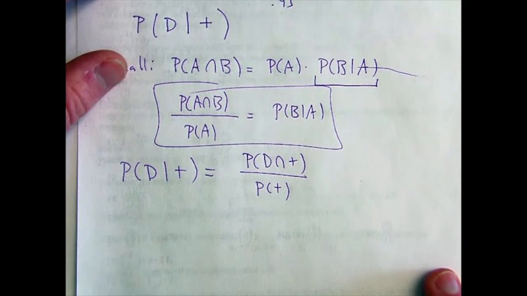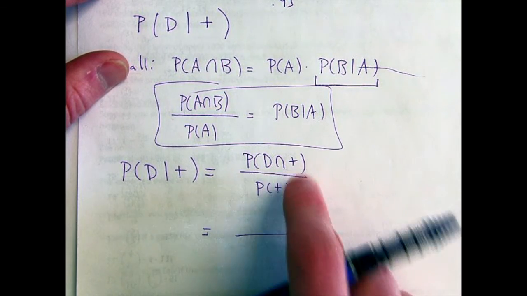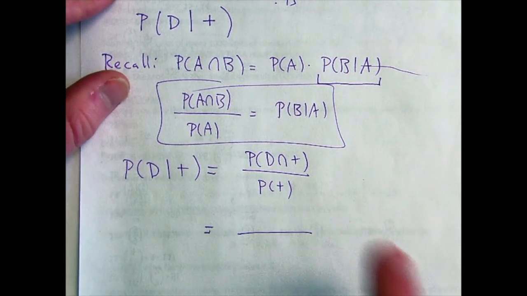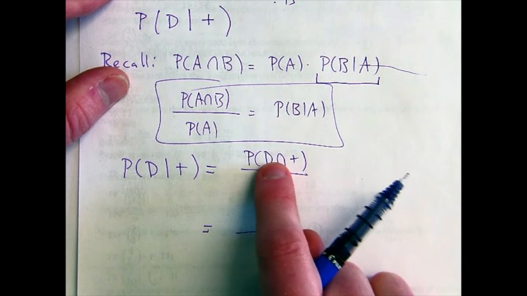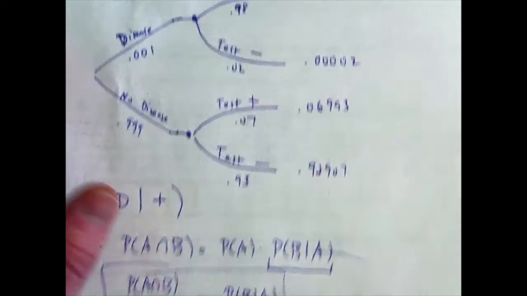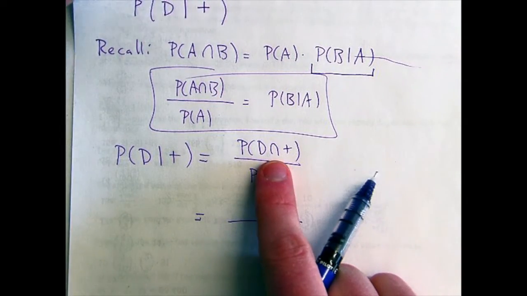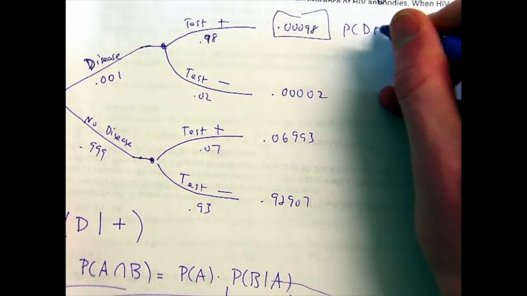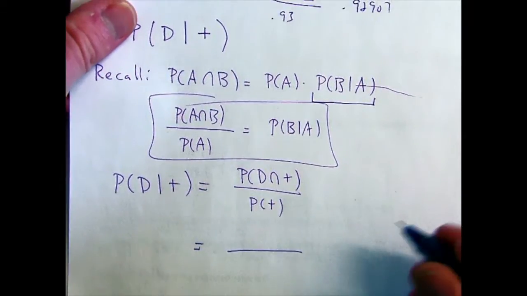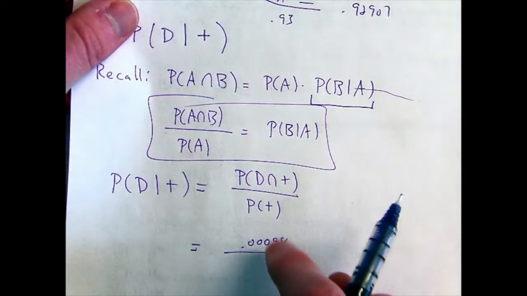All right, so we should be able to compute all these things. So the probability of both D and plus. If you remember intersections, right, D and plus or D and minus, intersections are the end branch probabilities, right? So where is the probability of disease and testing positive? That's this figure right here. Okay, that's the probability of disease and positive. So that's our numerator, 0.00098, over the probability of being positive.